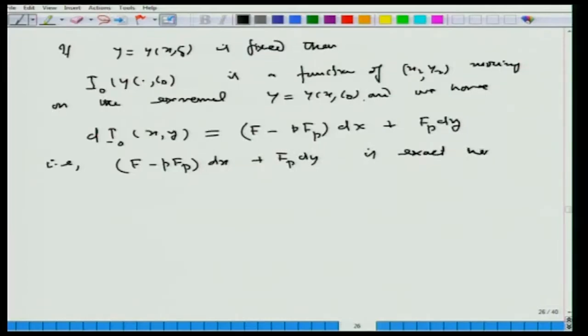Hence the integral from x1 to x2 on any curve gamma of (f minus p f_p) dx plus f_p dy is path independent.